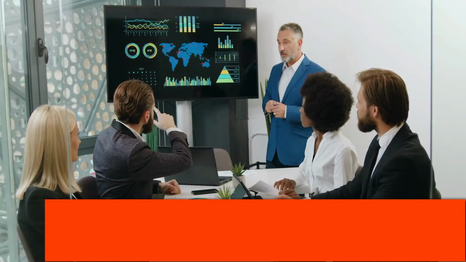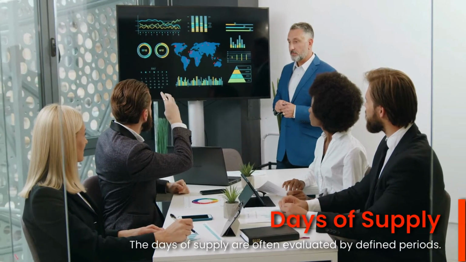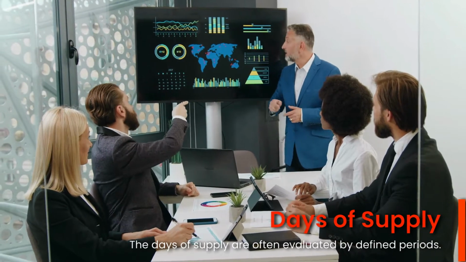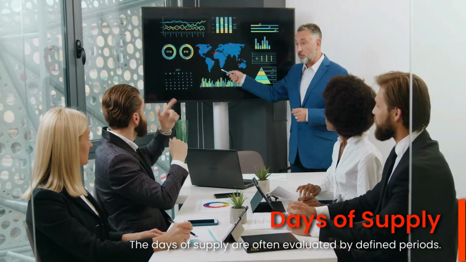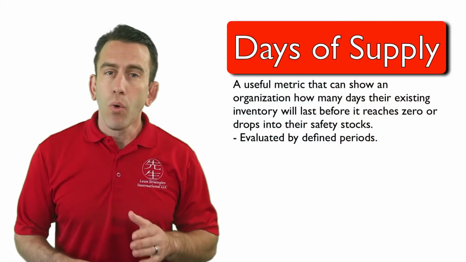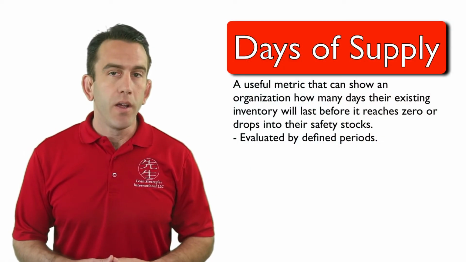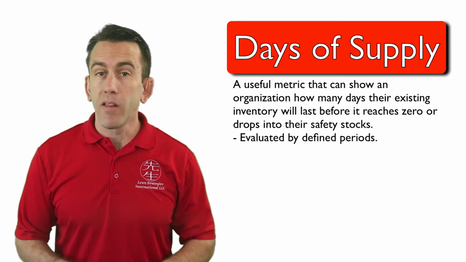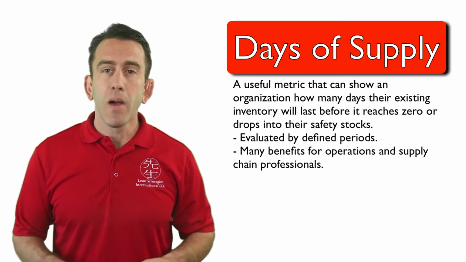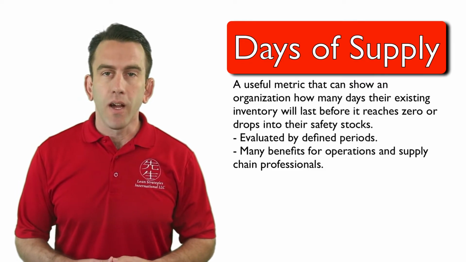The days of supply are often evaluated or defined by periods. For example, 30 days, 60 days, 90 days, or even periodically. You will need to decide what period of evaluation will work best for you. From a planning perspective, this can be beneficial on many different levels.